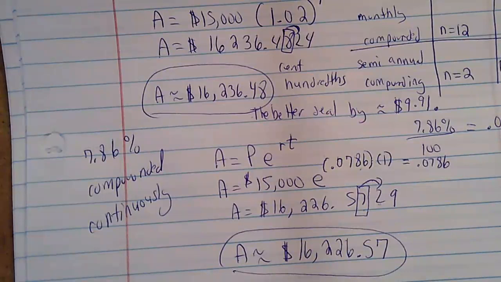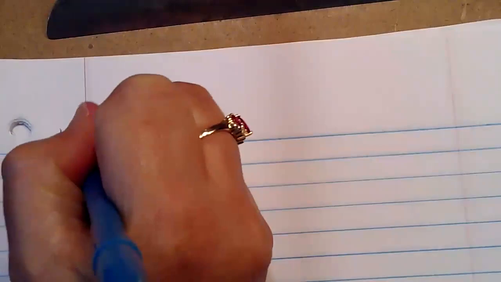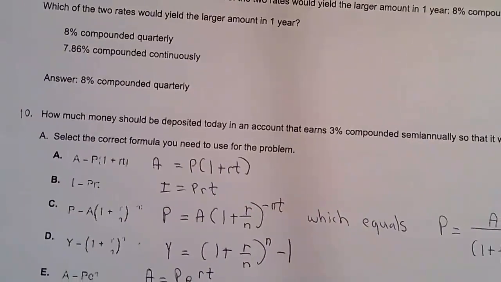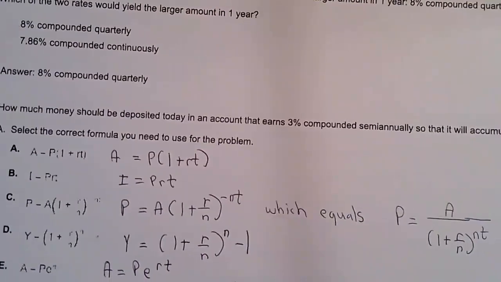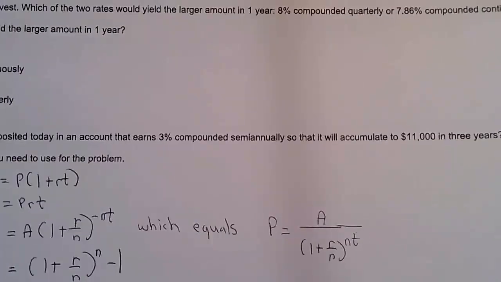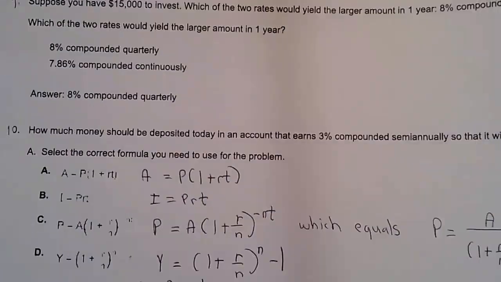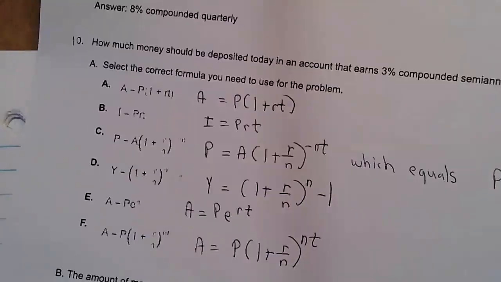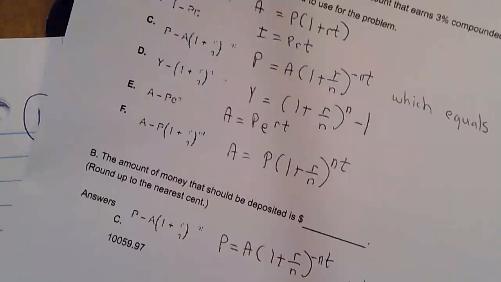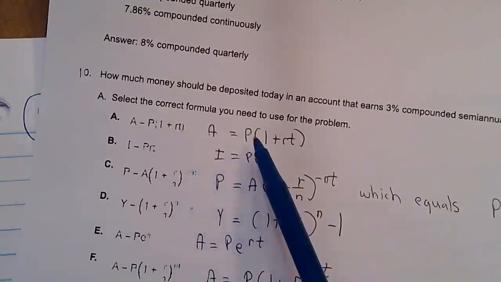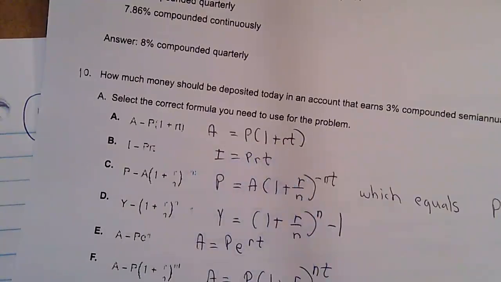Okay, now let's go to number 10. It says, how much money should be deposited today in an account that earns 3% compounded semi-annually, so that it will accumulate to $11,000 in 3 years? Okay, it's a short amount of time. So here they want you to choose the formulas and then find out the amount of money that should be deposited, okay?